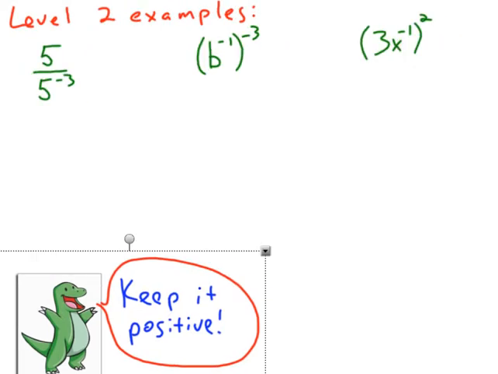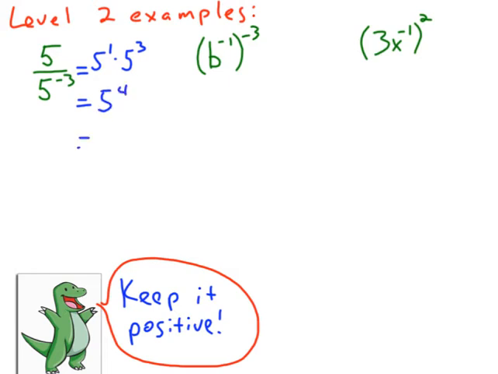Level 2. All right, now we're introducing something new here. We have 5 over 5 to the negative third. What do we do in this case? Well, 5 can be thought of as 5 to the first. And if we want to make 5 to the negative third positive, we move it up. So we'd have 5 to the positive third. So the green expression is equivalent to the blue expression. Now, what is 5 to the first times 5 to the third? Well, remember, we add exponents in this case, so this is really 5 to the fourth, and 5 to the fourth is 625.